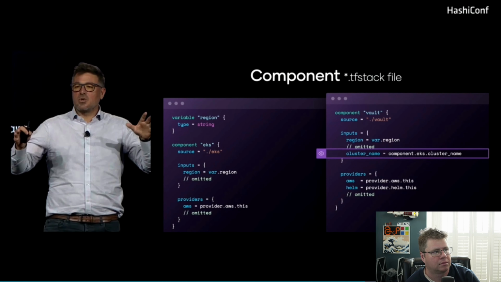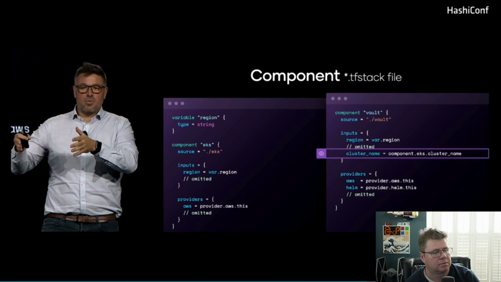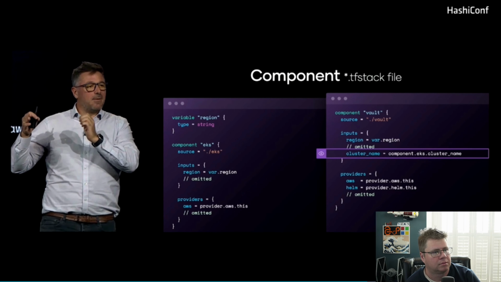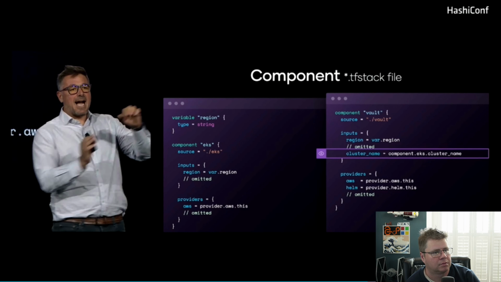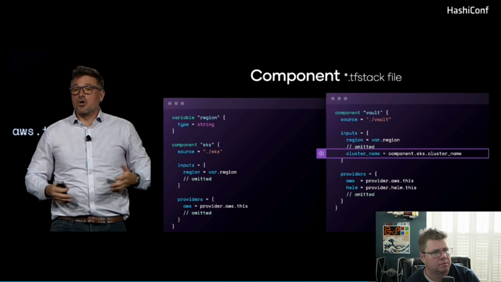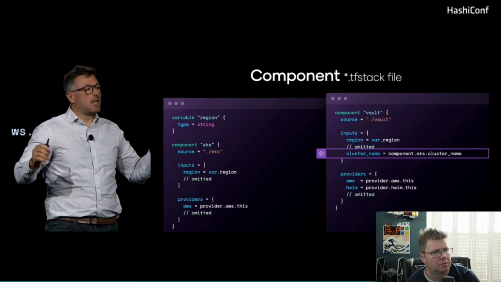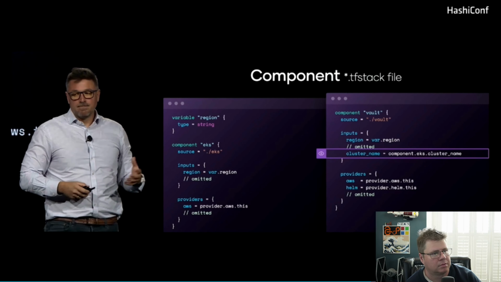So this is us wiring declaratively: here's a cluster, here's the source of that. The input into this is the output of my other component. So that's how we're declaring and telling Terraform, you're going to build a graph of graphs, and here's how you're going to wire this up. And Terraform is going to figure that out, right?